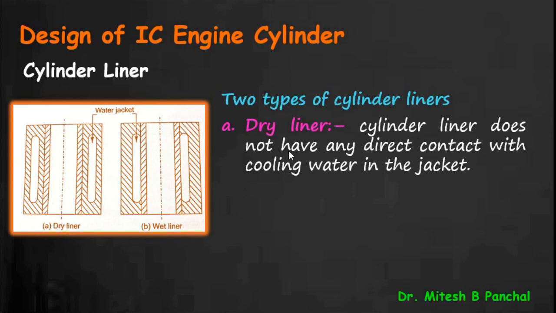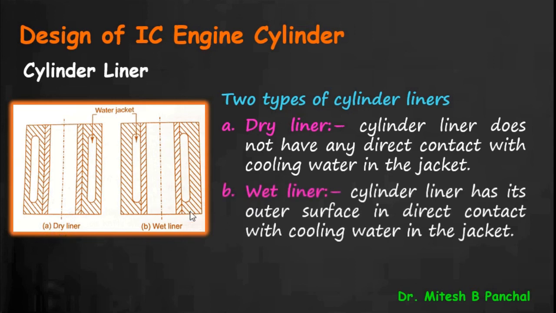The dry liner is the one in which the cylinder liner does not have any direct contact with the cooling water in the jacket. Here you can see this portion represents the cylinder liner. The liner is not in direct contact with the water of the water jacket between the outside surface of the cylinder and water. Right? So this type of configuration is known as the dry liner.